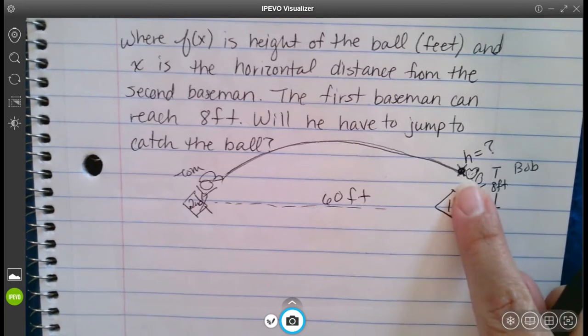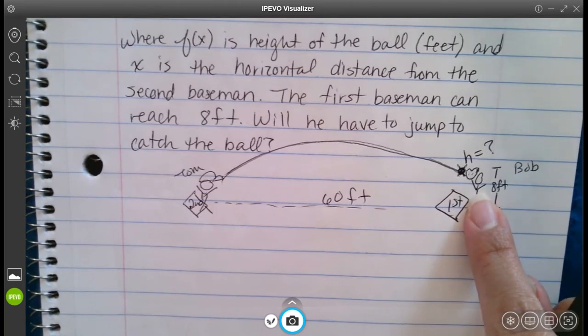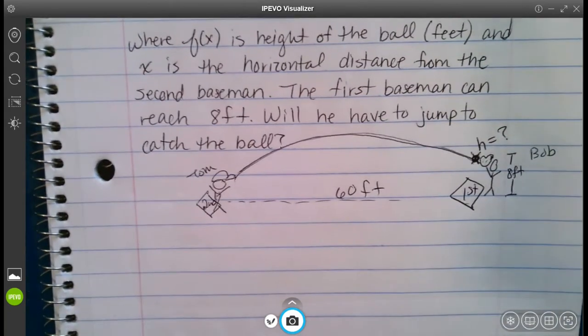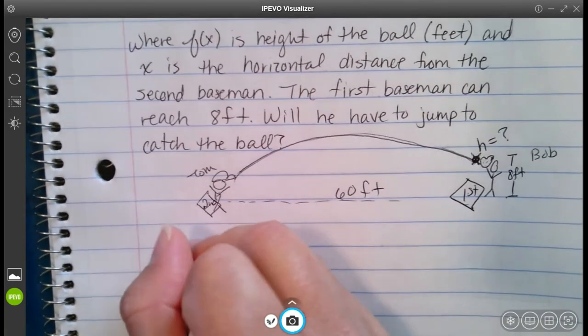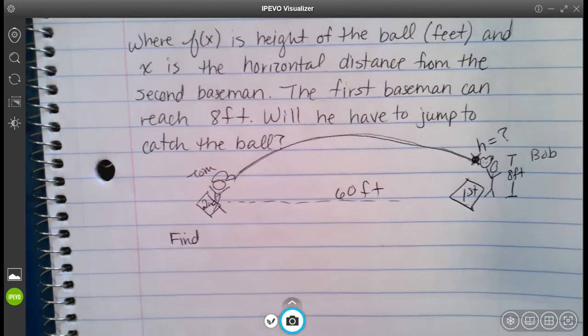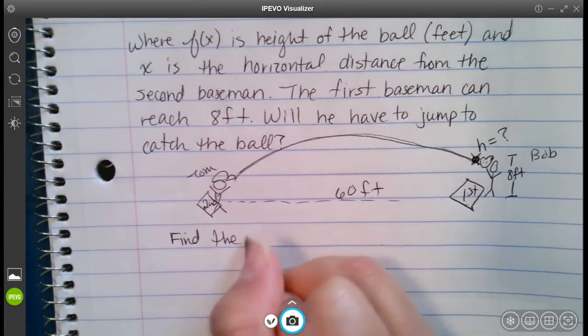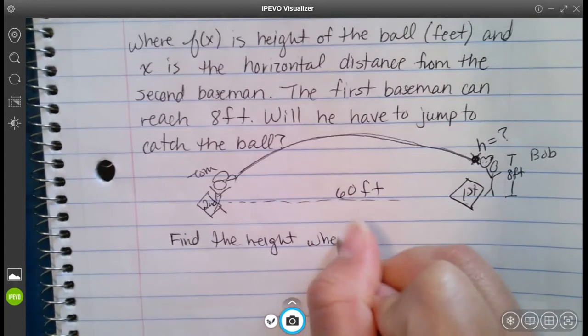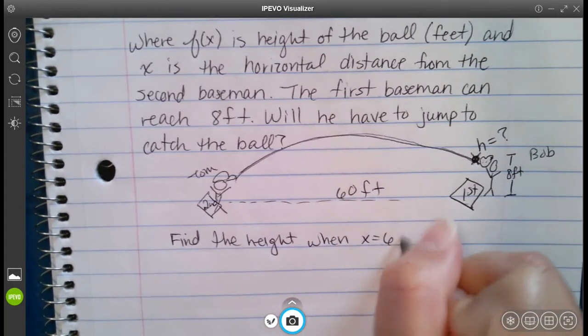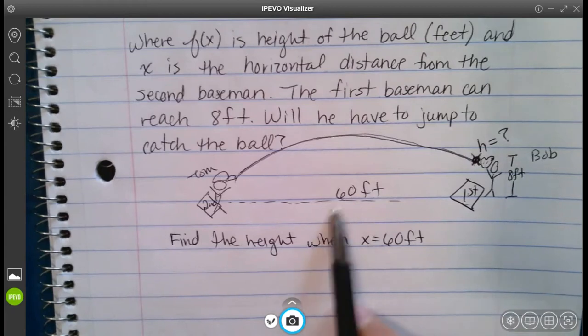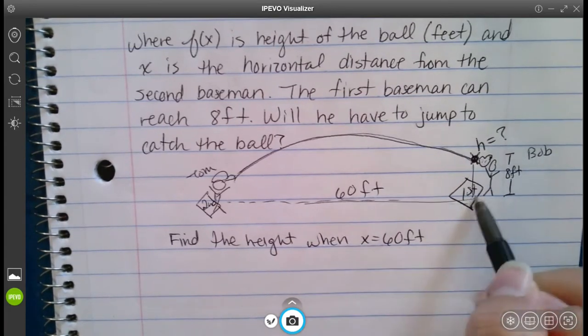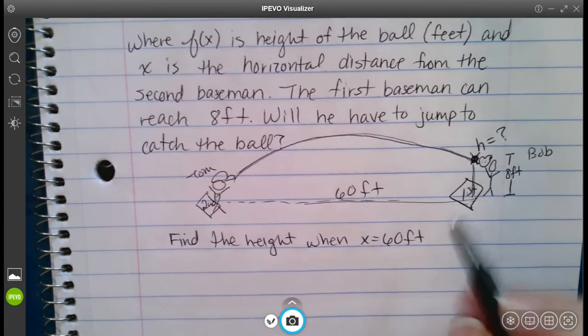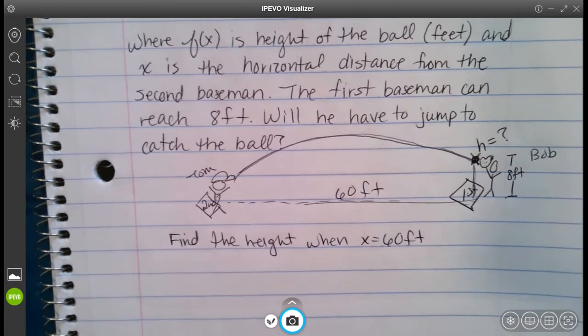But if it's more than 8 feet, then he's probably going to have to jump a little bit, okay? So to do that, we're going to find the height when x is equal to 60 feet, because this point right here is the cross section at 60 feet. So all I've got to do is plug it in.